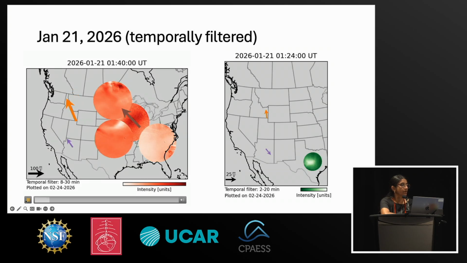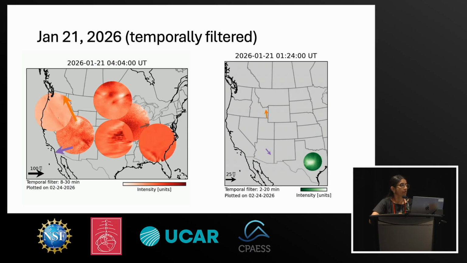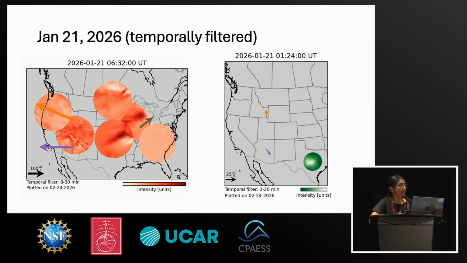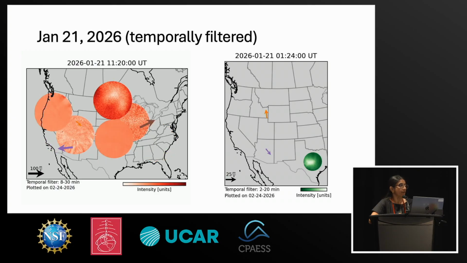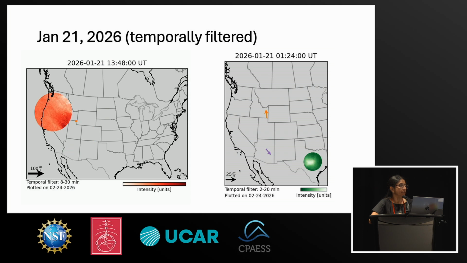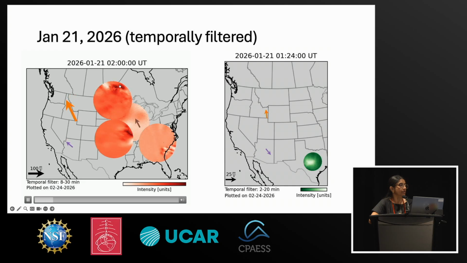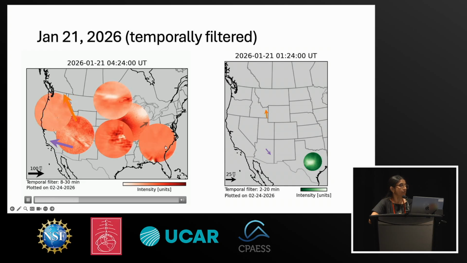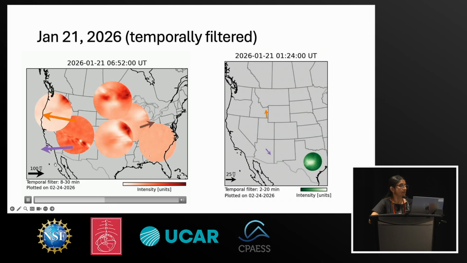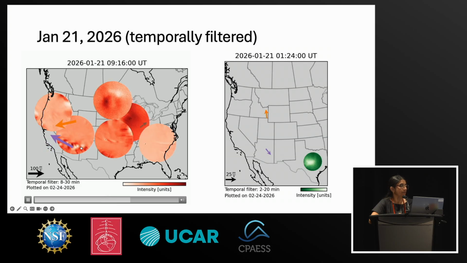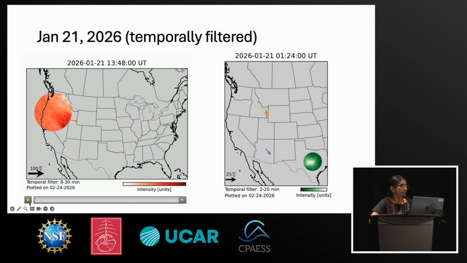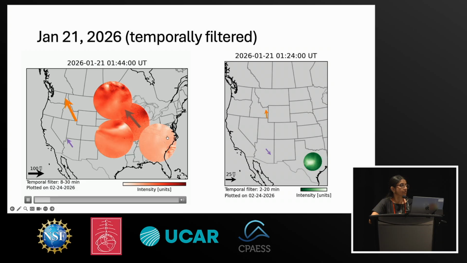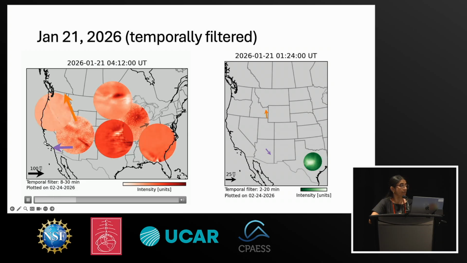So January 21, this is data from the MANGO network of all sky imagers. This is the red line airglow, that is 630 nanometer. And this is a temporally filtered image where you can see the auroral activity in the north, but there is a significant bubble activity in the southern edge of the coverage. So that is happening in the red line.